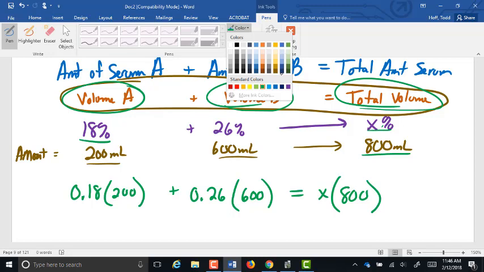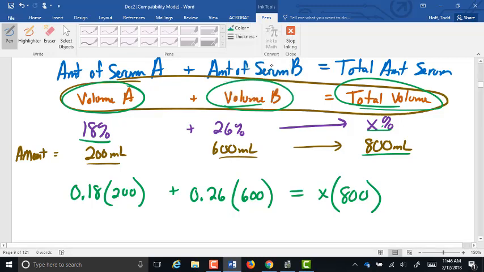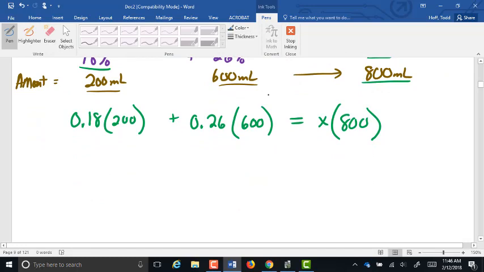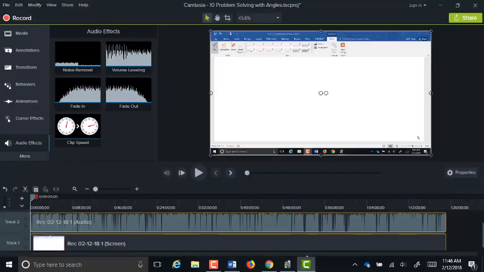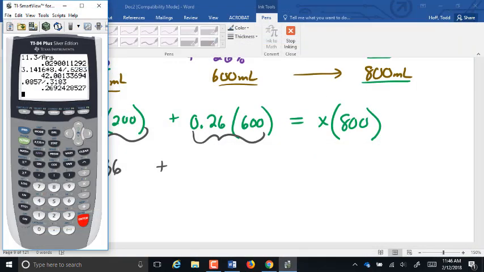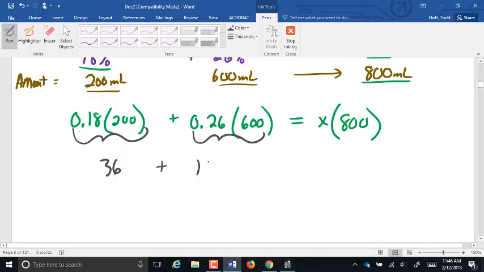Now remember, there are certain steps we go through to solve. Step one is to see if we can combine or simplify on one side of the equation. And we can. On the left side over here, we can do 0.18 times 200, which is 36. We can also do 0.26 times 600, which is 156. Equals X times 800. We're just going to make that 800X.